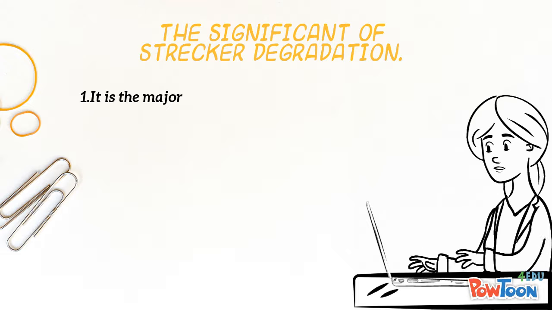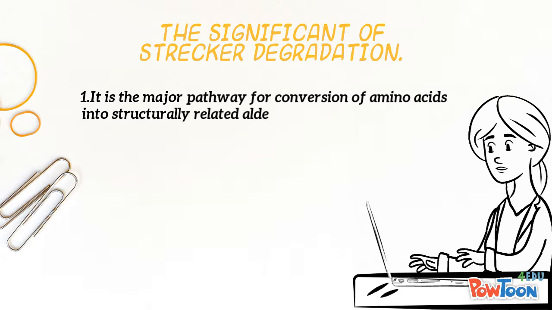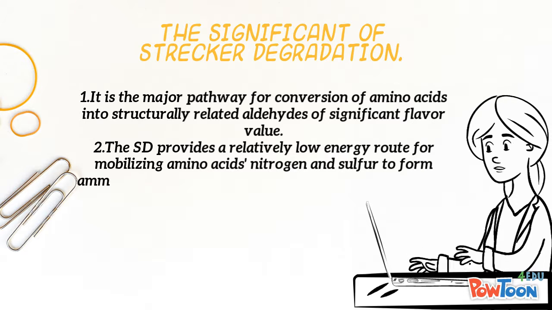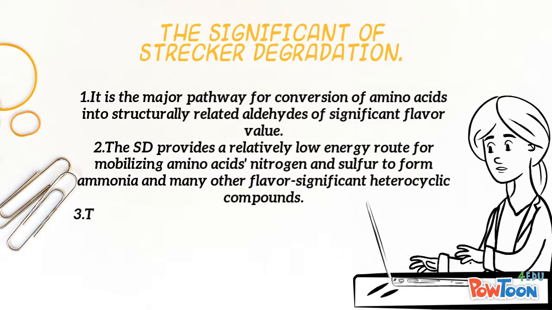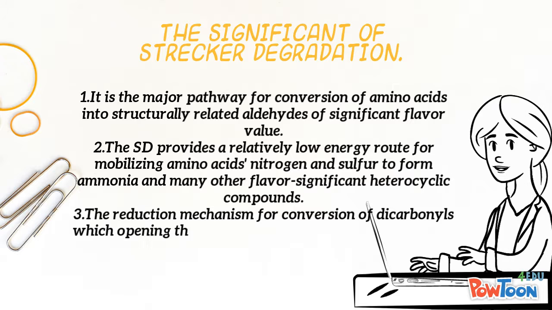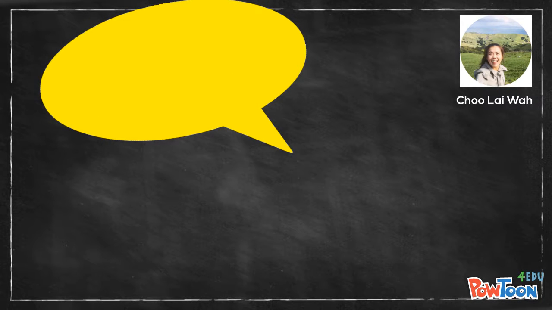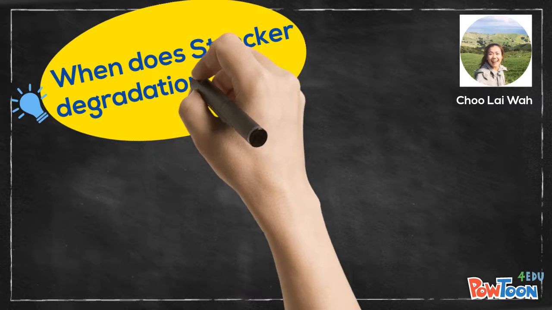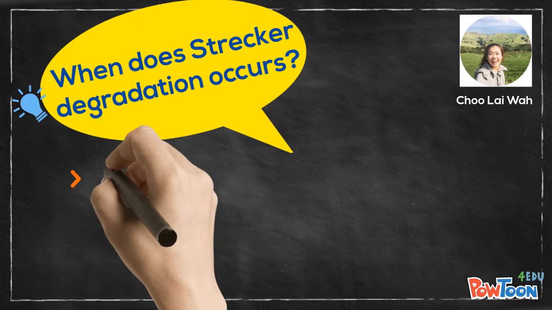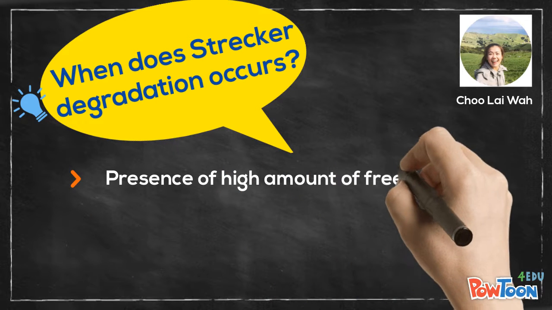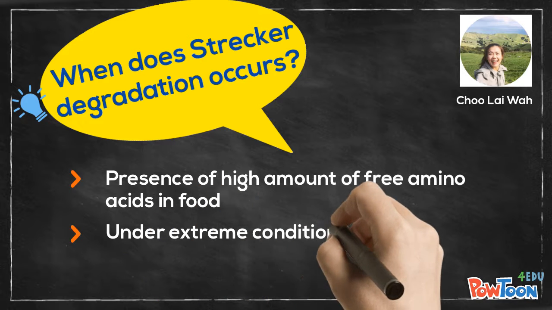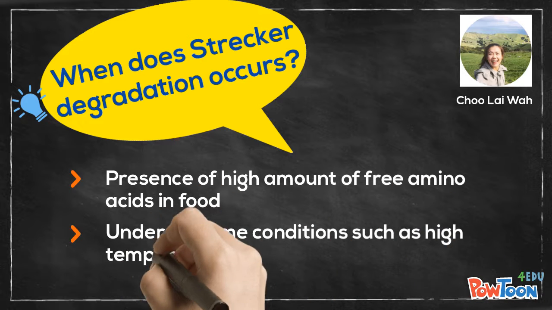To sum up, the Strecker degradation plays several roles in the formation of the flavor components in processed food. You can see from the picture like that. We have gone through the mechanism of Strecker degradation, and now we wonder when Strecker degradation occurs. Strecker degradation occurs when there is a high amount of free amino acids in food, or it can happen under more extreme conditions such as higher temperature or under pressure.